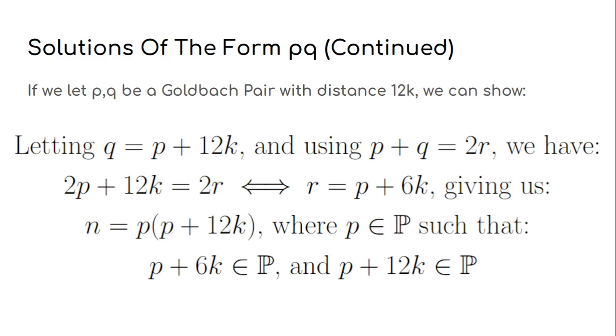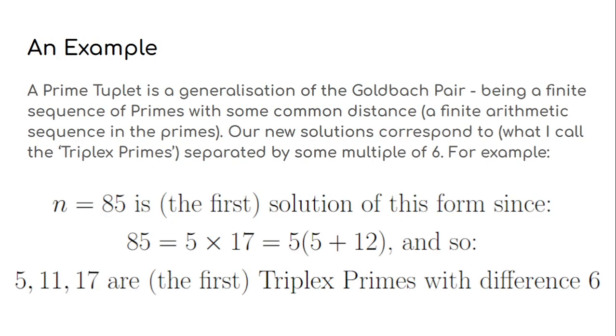This result is fascinating to me, as when we set k equals 0, it collapses back to the first case, n is p squared. Yet it reveals so many more solutions, each corresponding to a prime triplet. I call the set of all such triplets the triplex primes, and from our equation there seem to be infinitely many. We can, however, make a larger conjecture.